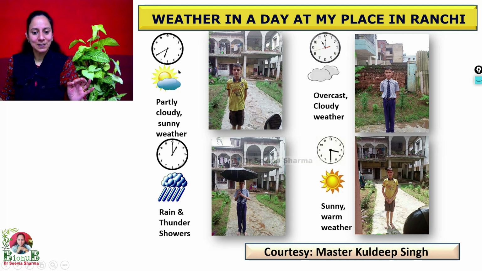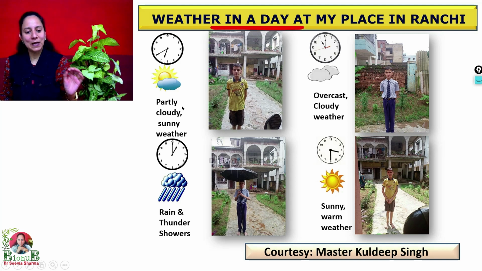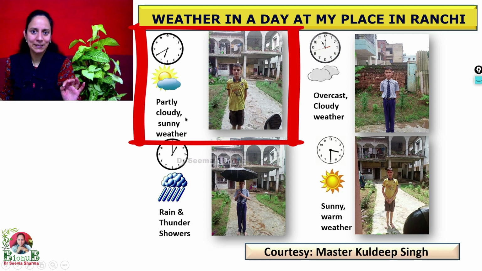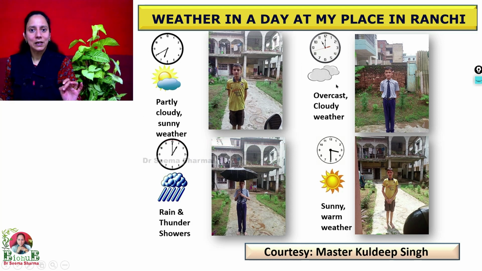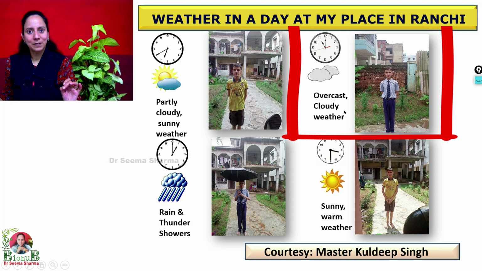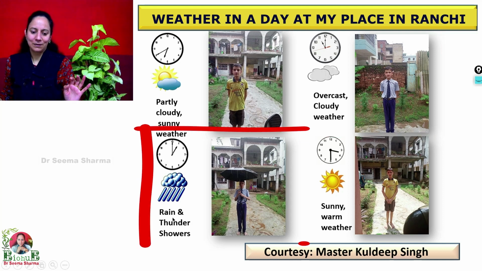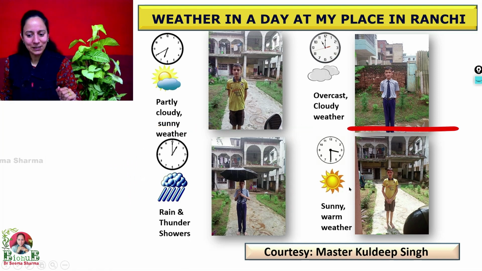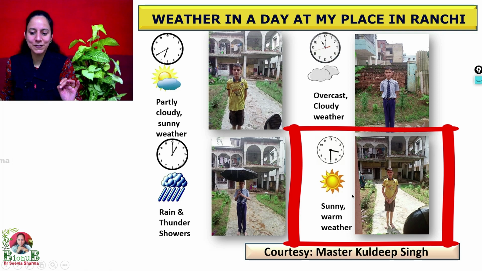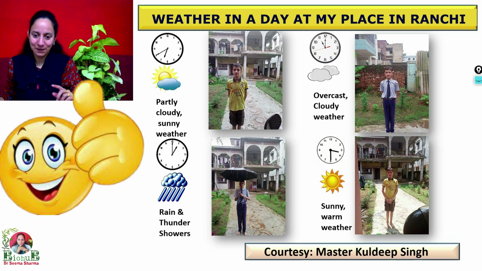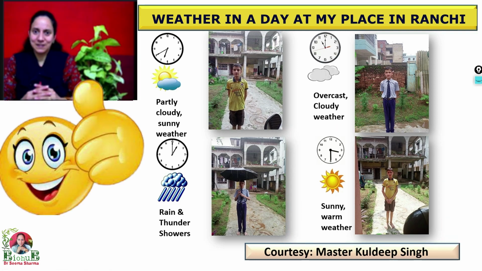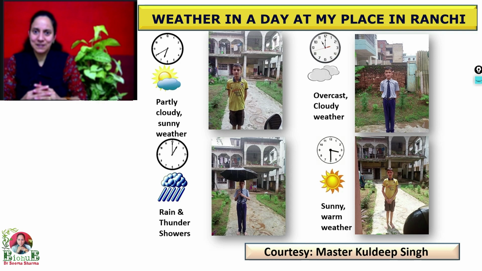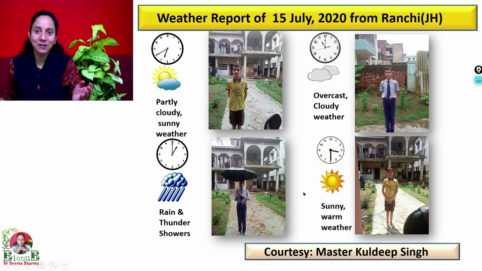When he started this activity in the early morning, the weather was partly cloudy, but even then sunny. Around 11 o'clock, it started becoming cloudy and overcast. Around 1 o'clock, rain and thunder shower occurred. And by the evening, around 3:30, again the weather was sunny and warm. Thanks, Kuldeep. I'm quite sure that your initiative will motivate the rest of the viewers also.